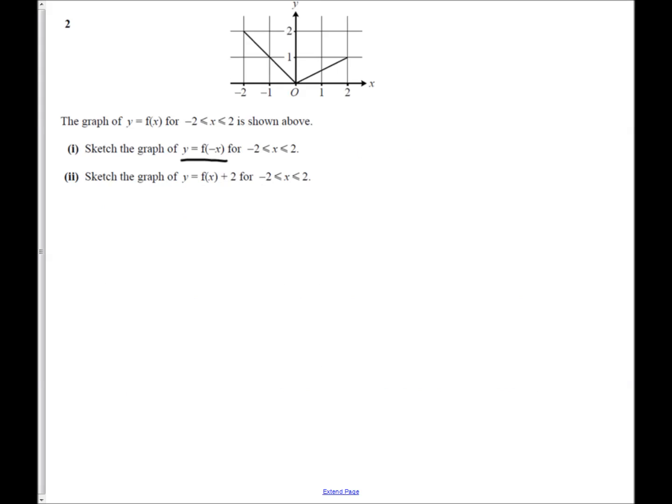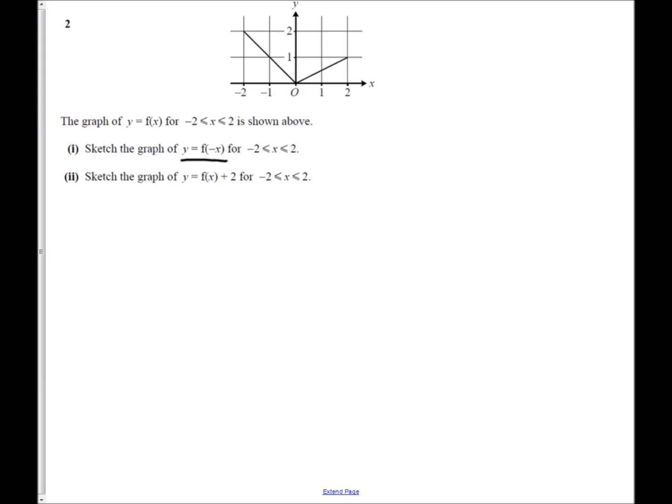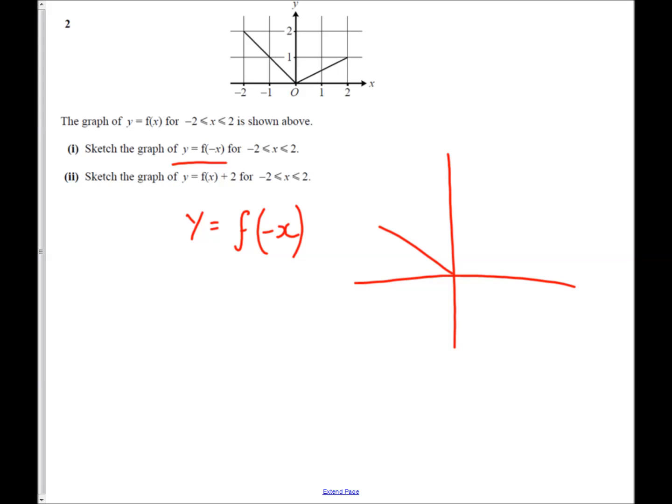So now I can come back to the question we were looking at, sketch the graph of y equals f of minus x. So this is going to be this reflection in the y-axis. You must learn your transformations, you've got to know them off by heart. Once you know them off by heart, it's nice and straightforward. I can say y equals f of minus x, reflect in the y-axis, so I'm just going to sketch the graph. Do use a ruler, I'm doing it on the whiteboard, that's why I'm doing it fairly quickly.